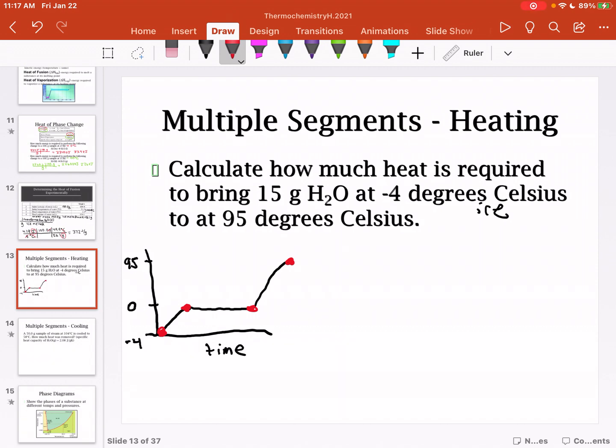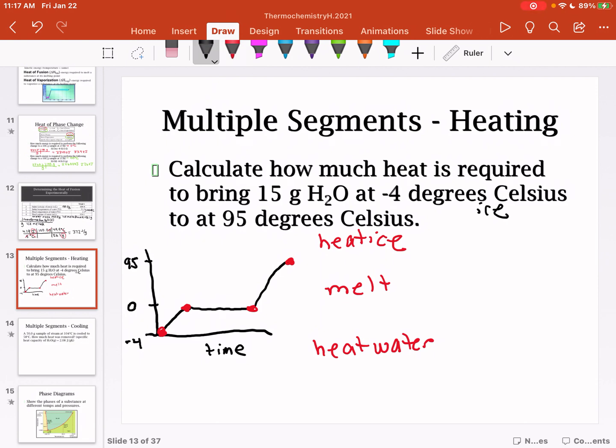So what you might notice is that my heating curve involves 3 different line segments. I have to do 3 things. I have to heat the ice, and I have to melt the ice, and then I have to heat the water. And so to calculate this heat, all I need to do is do these 3 calculations and add them up, and I'll be able to get the total heat that was required. So let's go about doing that.